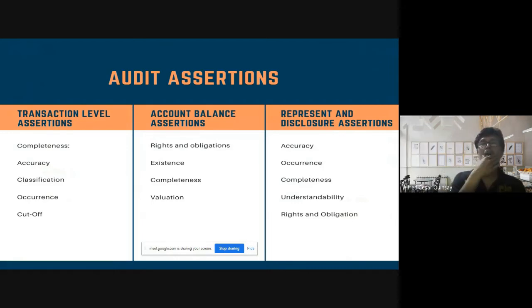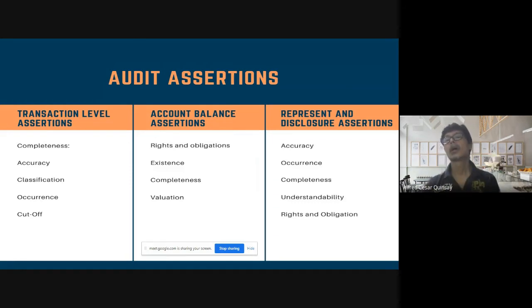And then of course yung account balance assertions, ito yung rights and obligations. So sino ba yung may legal right doon sa title of the inventory? Existence, nangyari ba talaga ito? Completeness. Yung valuation niya, kasi sa account balance yan, tama ba yung naka-value doon? Baka mamaya obsolete na yung ibang inventory doon, overstated na yun, pwedeng ma-mislead yung mga readers.